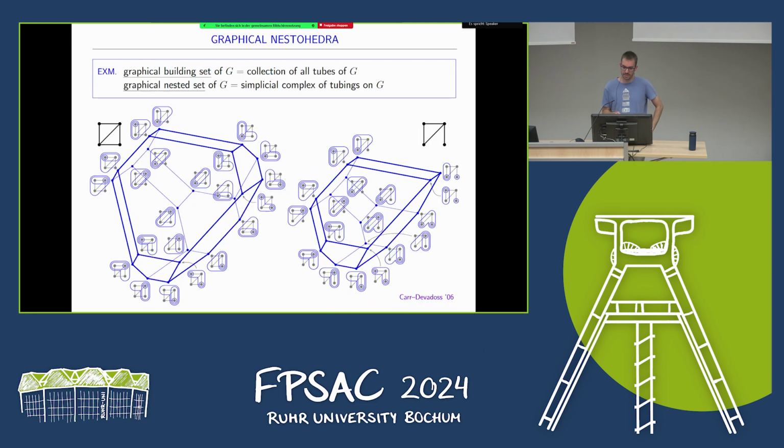And there is a particular case which will be important for us, which is the graphical case. You start from an undirected graph G, and you consider what are called the tubes of this graph, the subsets of vertices which induce a connected subgraph. It is a building set: it contains the singletons, and if you take two connected subgraphs which intersect, their union is also a connected subgraph. Out of this, you can construct the graphical nested set and the graphical nestohedron, which is also called the graph associahedron, and was constructed by Carr and Devadoss previously. Okay, so that's all I needed for nestohedra.